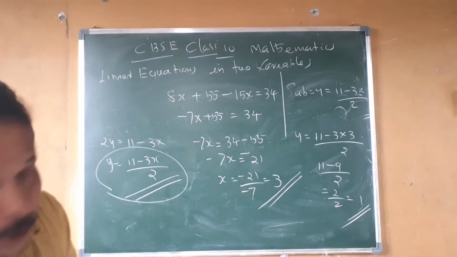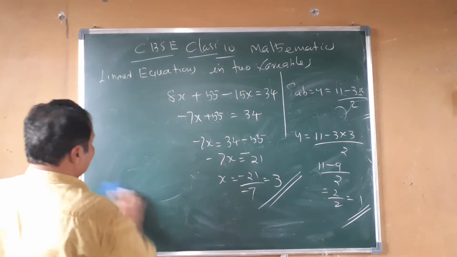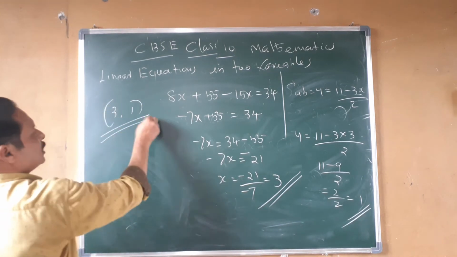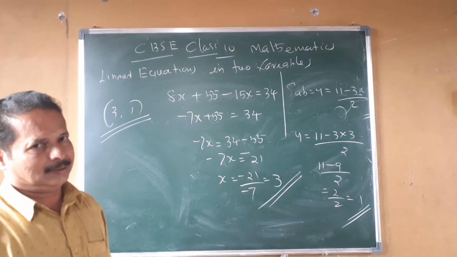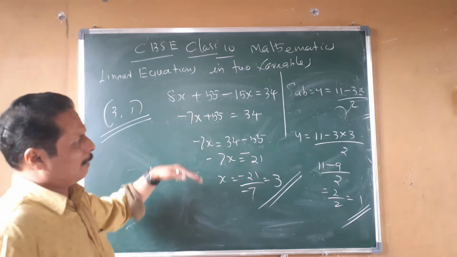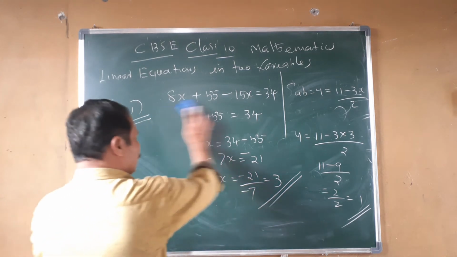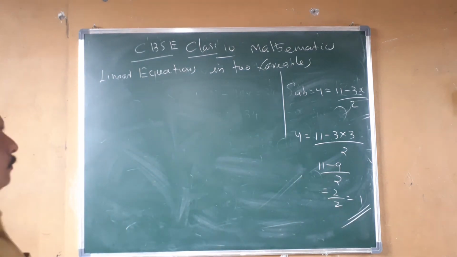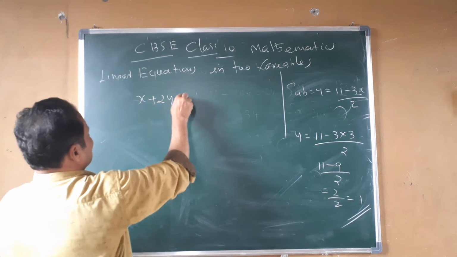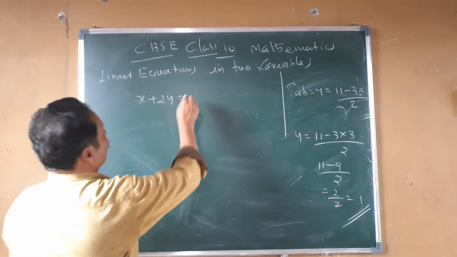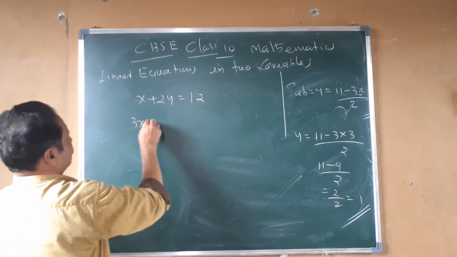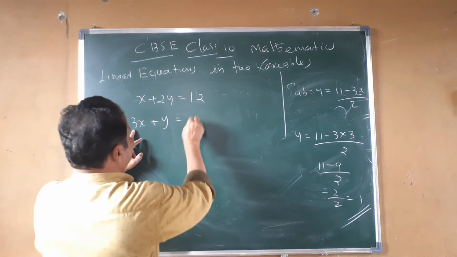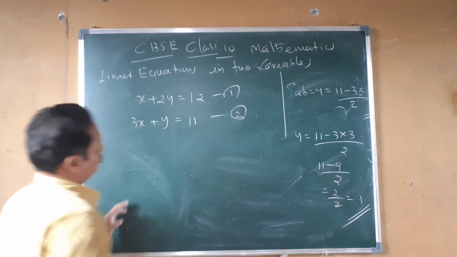So what is the solution? x is equal to 3 and y is equal to 1. Your answer is x is equal to 3 and y is equal to 1. See that. Okay. So the second problem is comparatively large. Okay. One more problem. x plus 2y equal to 12, 3x plus y is equal to 11. That's equation number 1 and 2.